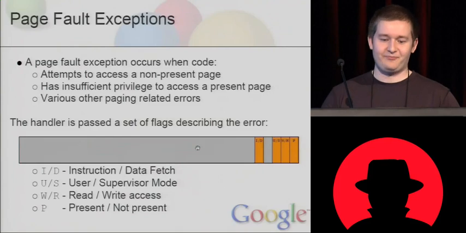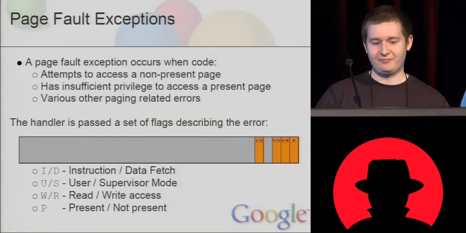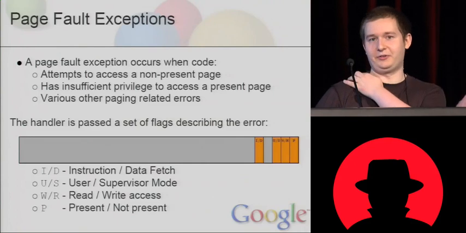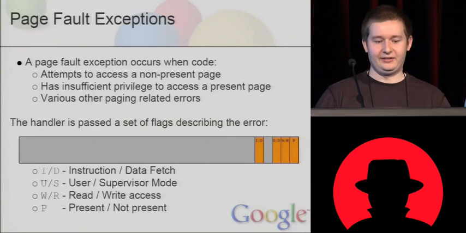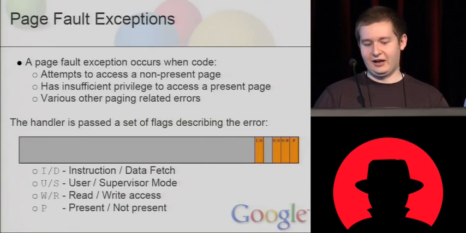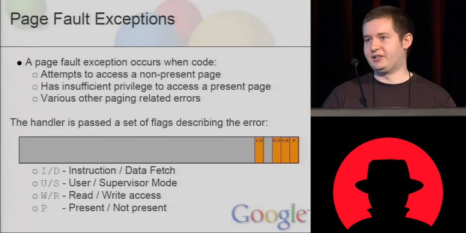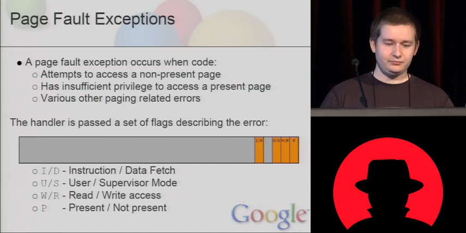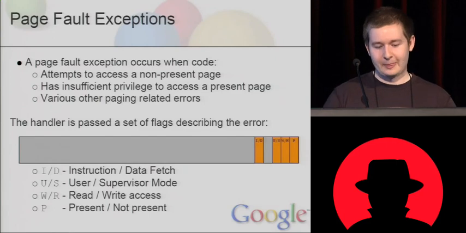On the subject of exceptions and interrupt handlers, a recap of how page faults work. As I'm sure everyone knows, a page fault occurs when there's some attempt to access a non-present page. But it's also if you have insufficient access to touch a present page, and there are various other low-level paging related errors. When a page fault occurs, the handler is passed an exception code, which has a number of flags that describe what happened.